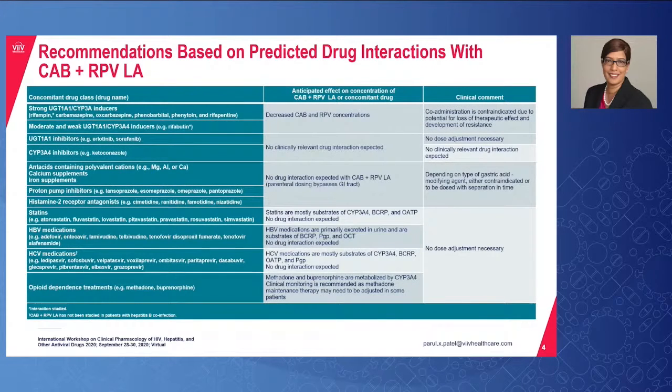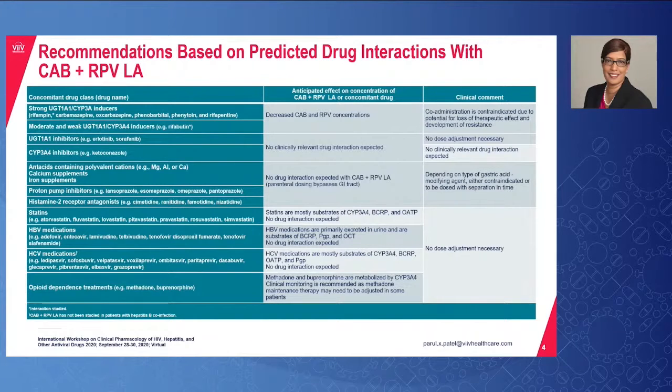Lastly, this table summarizes recommendations based on predicted drug interactions with CAB plus rilpivirine LA and select drugs that are commonly co-administered in persons living with HIV. Again, strong or moderate inducers of CYP and UGT metabolism are contraindicated due to the potential loss of efficacy and development of resistance. No clinically relevant drug interaction is expected with UGT1A1 or CYP3A inhibitors and long-acting CAB and rilpivirine.